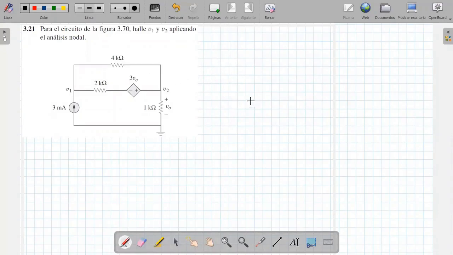Good morning, colleagues. Today we are going to solve exercise 3.21 from the book Fundamentals of Electric Circuits by Sadiku.